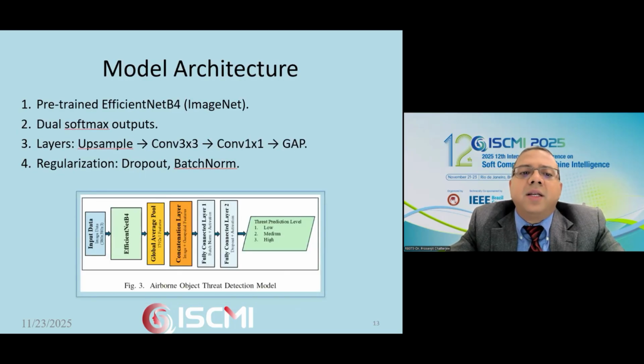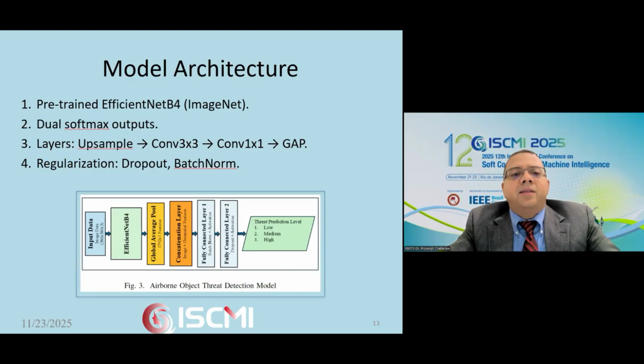In the model architecture, our model uses EfficientNet-B4 pretrained on ImageNet, and we add upsampling, convolution layers, 1x1 bottleneck layers, global average pooling, dropout, and batch normalization. We use 2 separate softmax output heads.